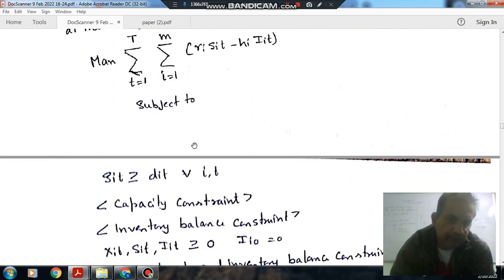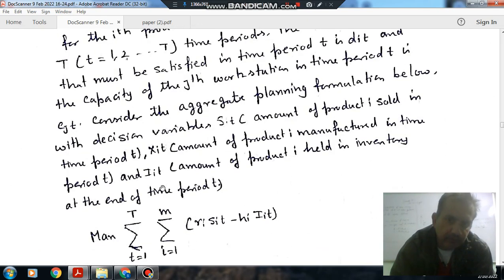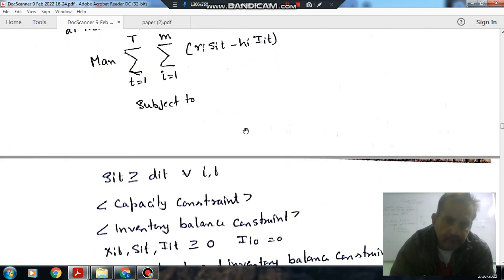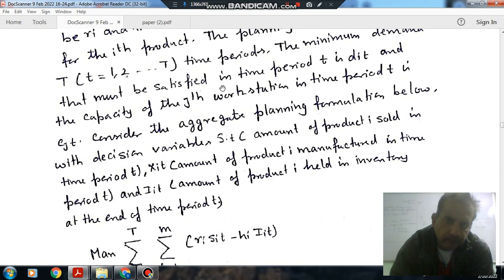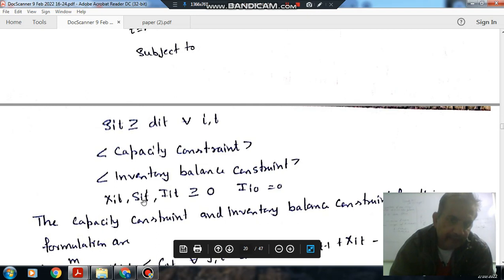Subject to the constraints: Sit should be greater than or equal to Dit, the minimum demand, and the capacity constraint and the inventory balance constraint. Xit, Sit and Iit are greater than or equal to 0, and Ii0 is 0.